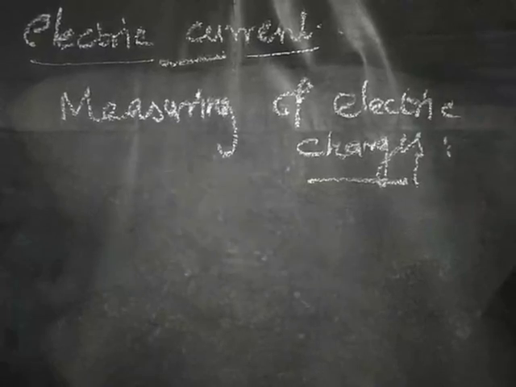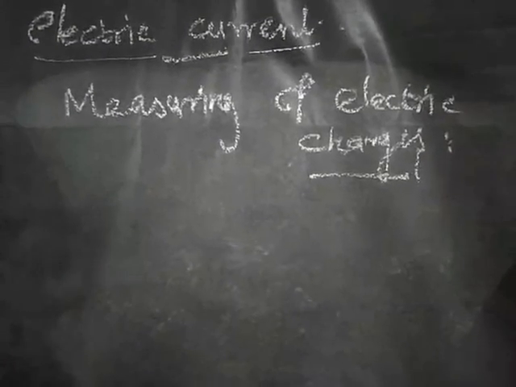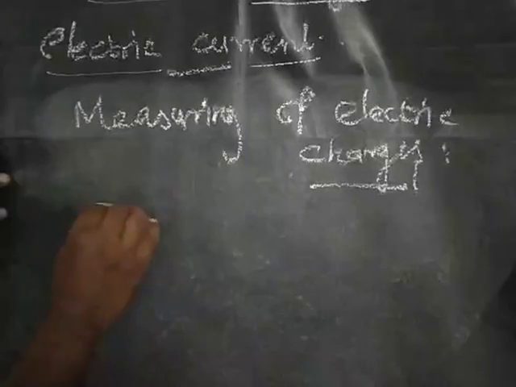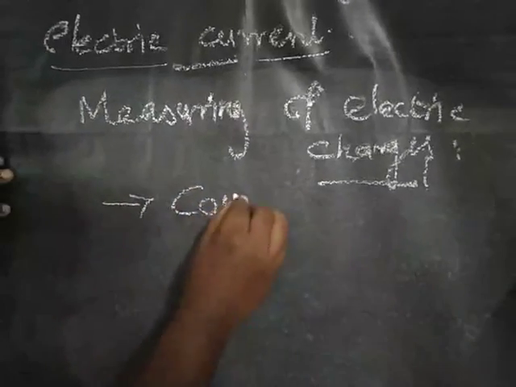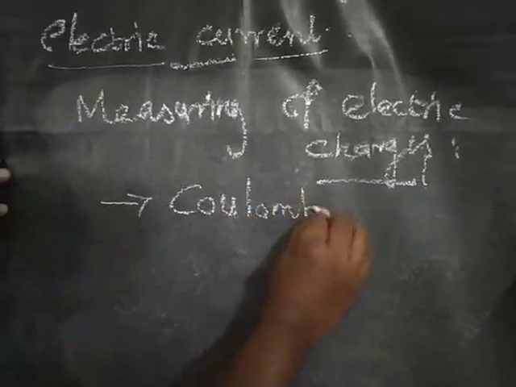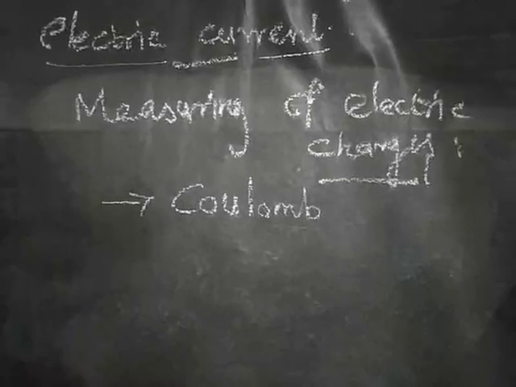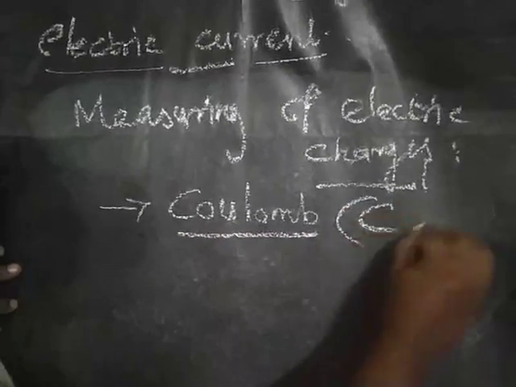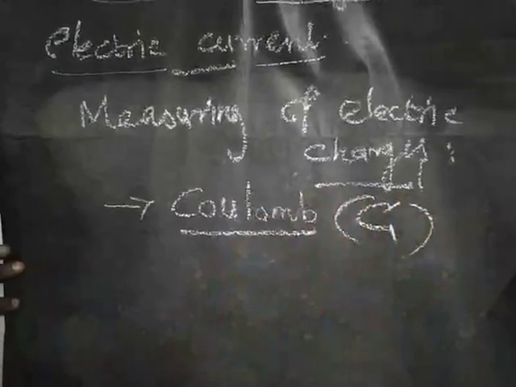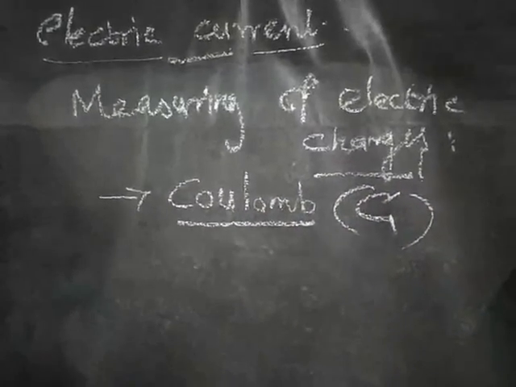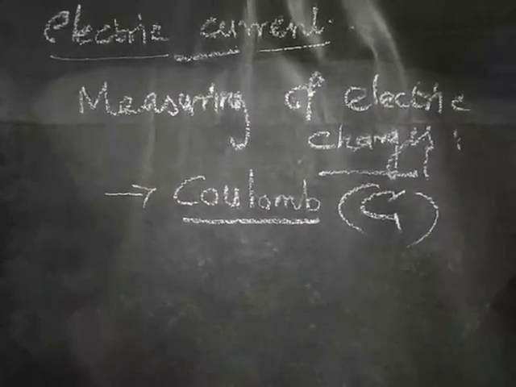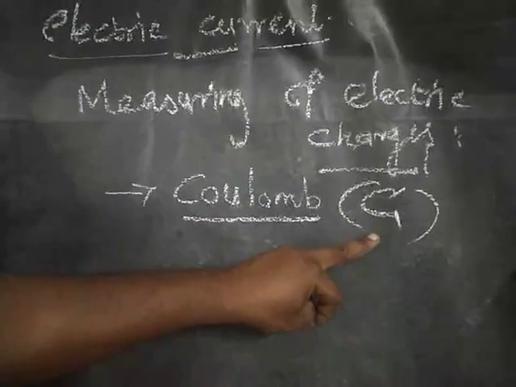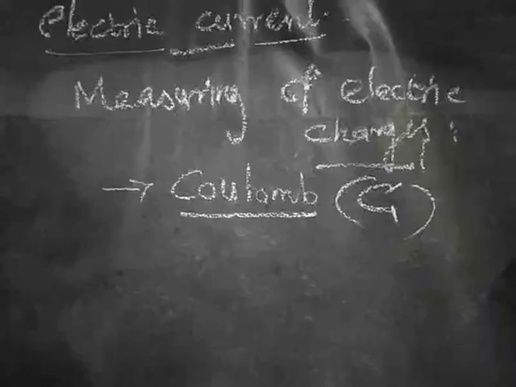Electric charge is measured in what unit? Coulomb. What is the spelling of coulomb? C-O-U-L-O-M-B. What is the symbol of coulomb? Capital letter C.